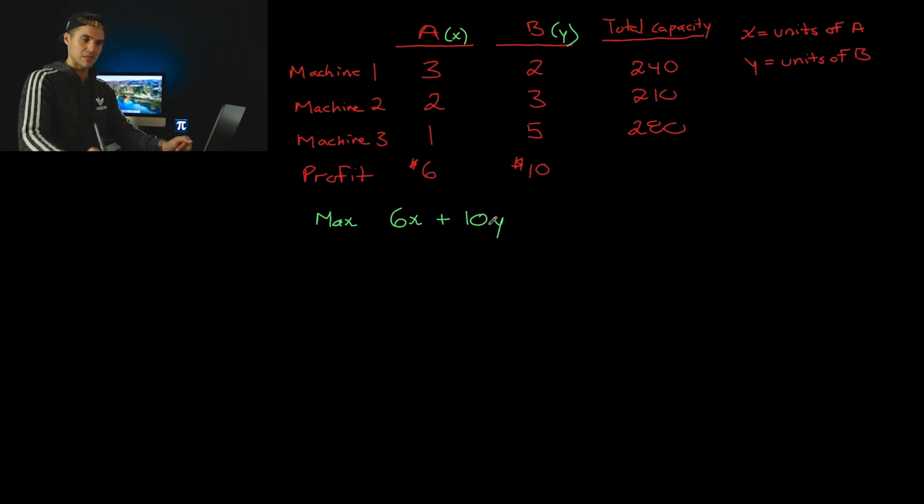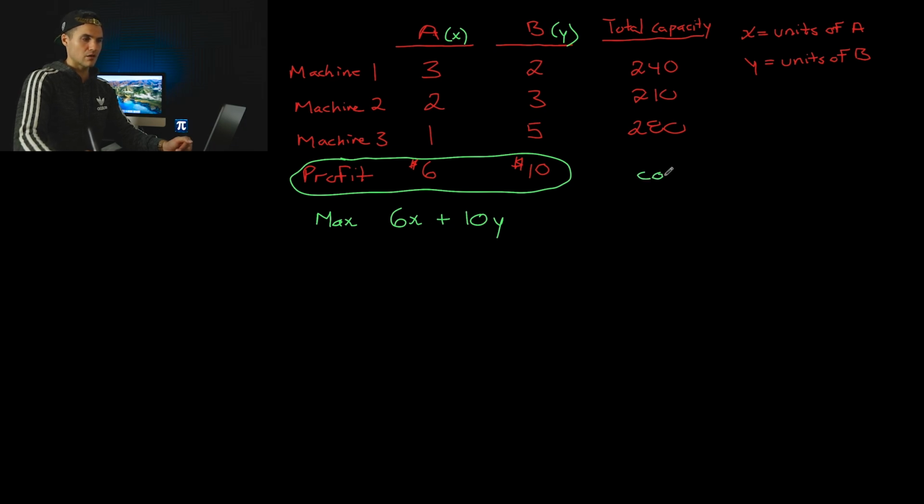And then same thing for B. Each unit makes $10 in profit. So the total profit coming from product B would be the $10 per unit times the number of units of B. And so we're trying to maximize that total profit right there. So that comes from this row right here. So that's our maximizing function.